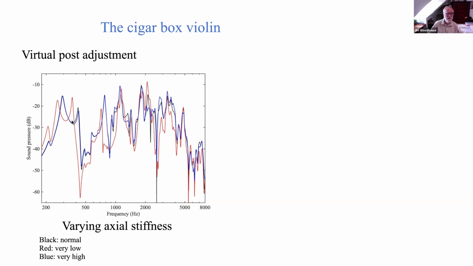Well, this is only the cigar box. It hasn't got realistic signature modes, but the qualitative effect, I'm sure, would be the same in a real instrument. But at high frequencies, there are differences of 5 to 10 dBs. They're easy to believe, I think, that there might be audible differences here. The black curve and the blue curve are never all that different, but they get to be about 3 dBs different in places. So that's adjusting that axial contact stiffness.